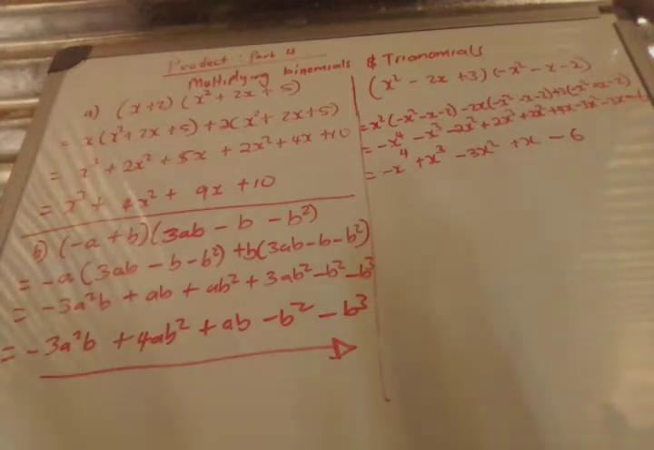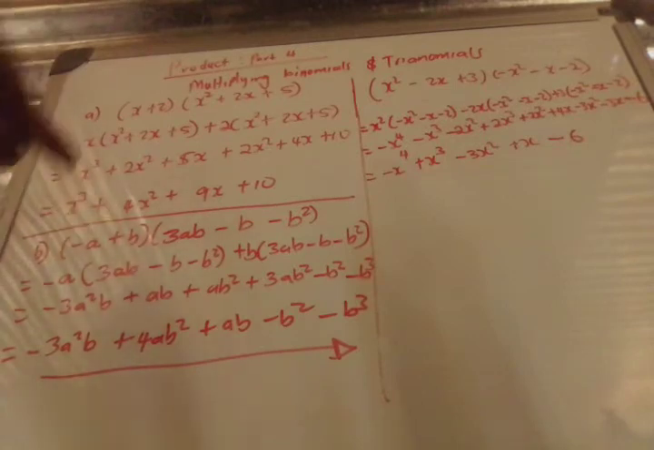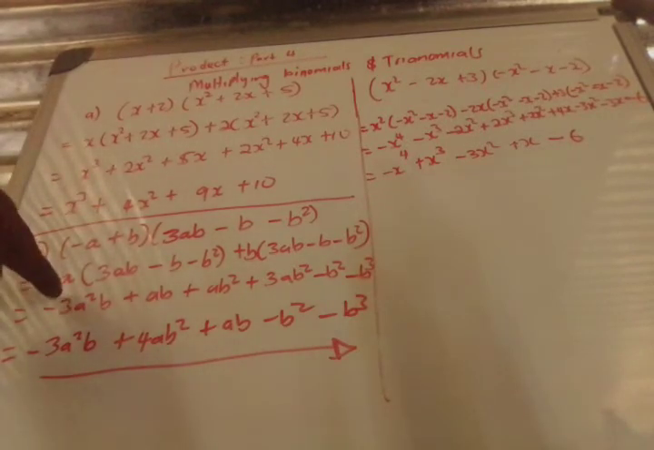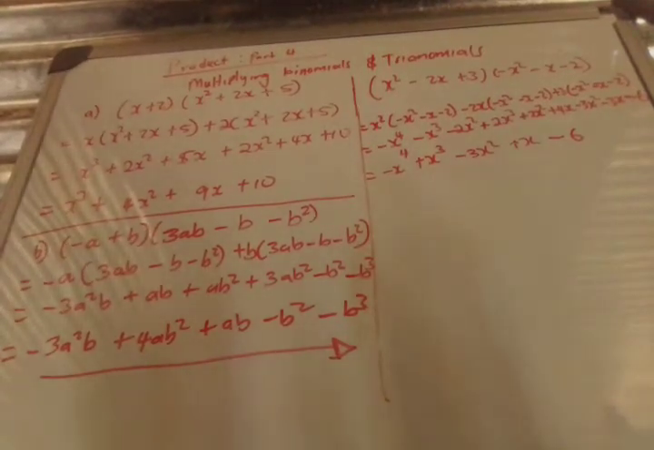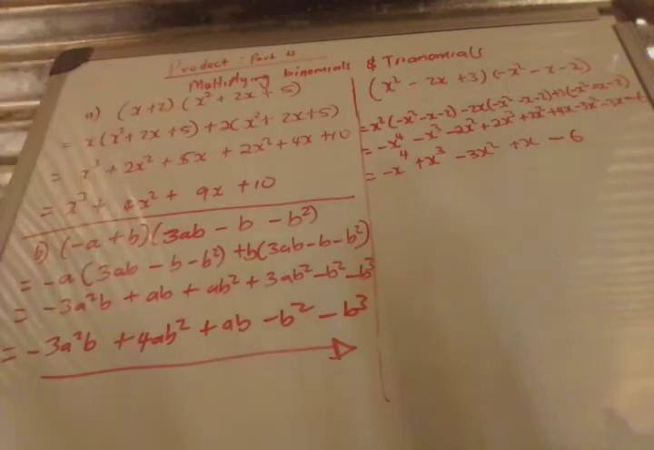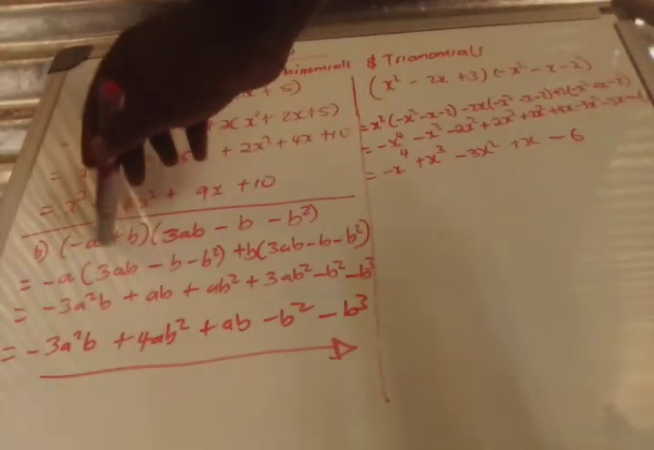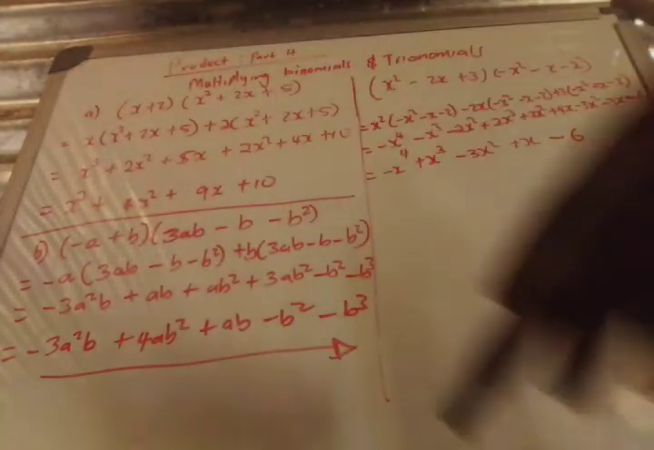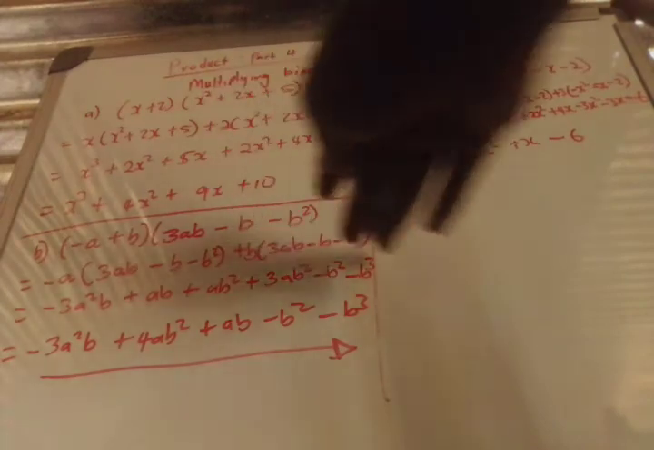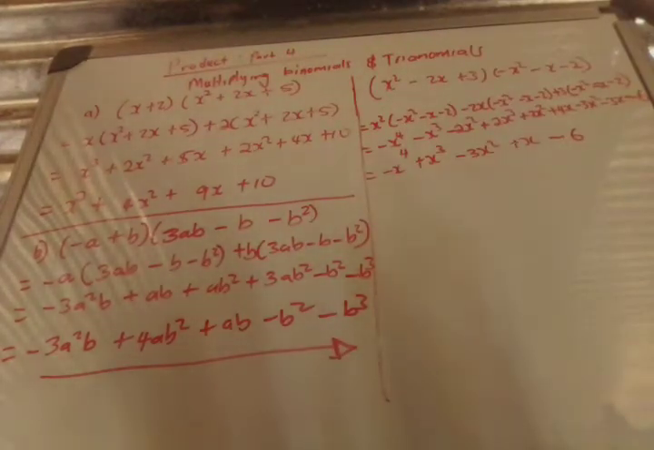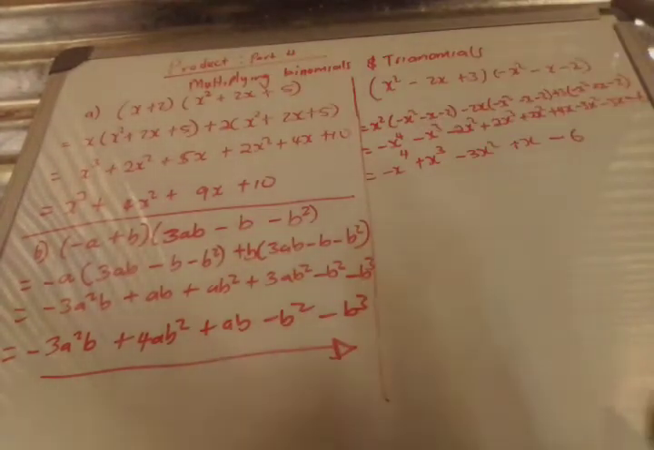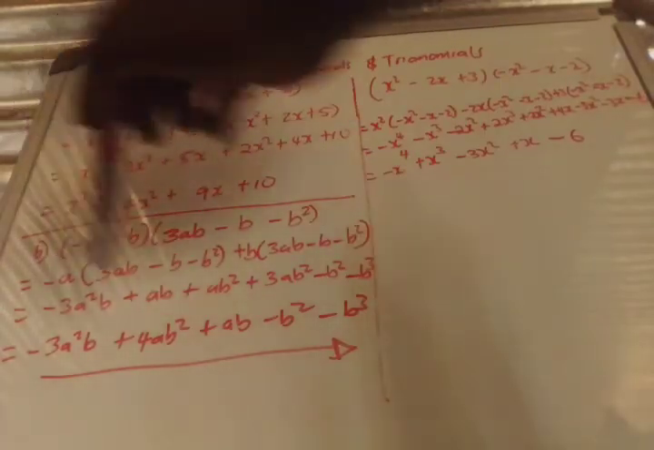So I have negative a, the first term of the binomial, so I'll put it down here and put the trinomial bracket right in front of it, and then take the second part of the binomial and its sign, so that's b and the positive sign. Put it down, and in front of it put the trinomial. Then just multiply out.